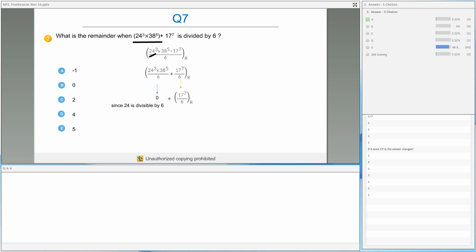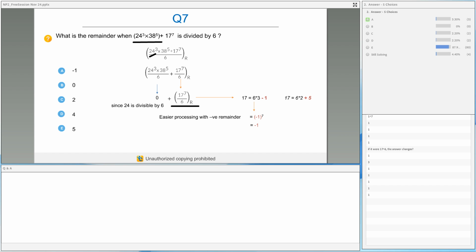So the main thing, the main rule, is again 17 to the power 7 divided by 6. Now some of you might again use positive remainder, some of you might use negative remainder. But this is where it gets interesting. It's always easier to solve minus 1 to the power 7 than 5 to the power 7. Okay.